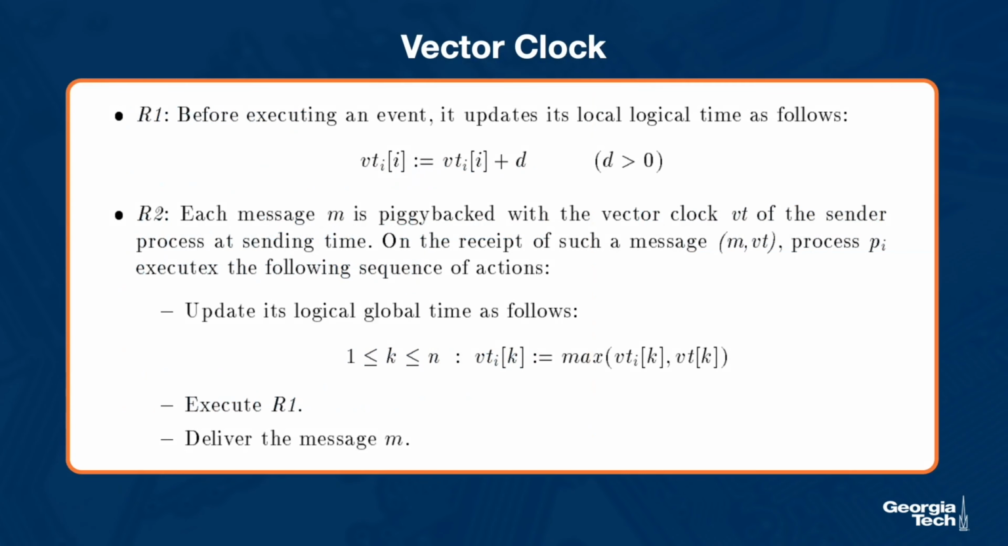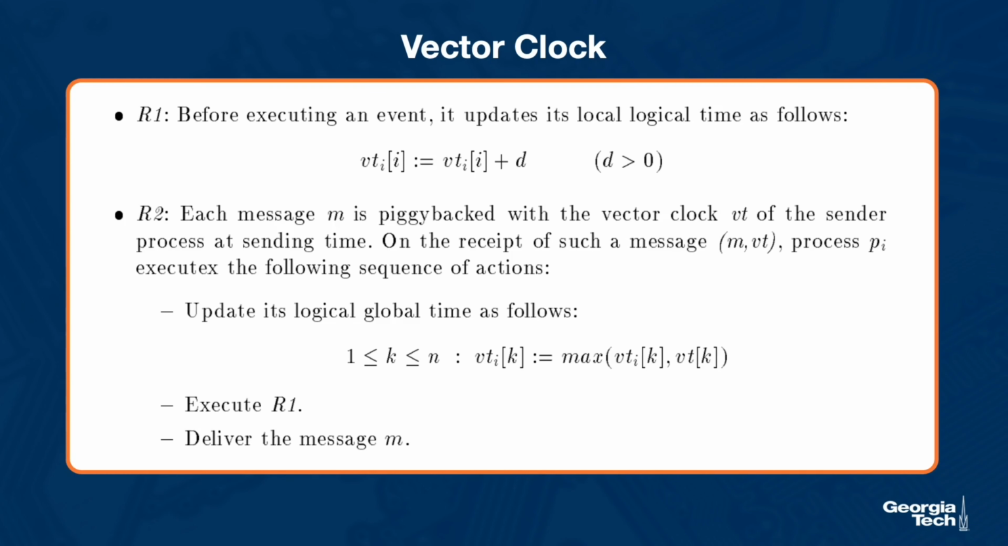Let's look at the rules that tell each node how to update its vector clock in response to events. Based on the description in the paper, Rule 1, R1, says that before executing an event on process pi, pi has to increment the ith element of its vector clock VT of i. The value of this element has to be incremented by some value d, where d is greater than 0, and commonly this would be 1. With this rule, two events in the same process pi will be timestamped appropriately.